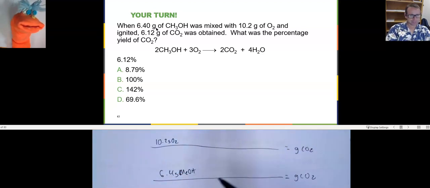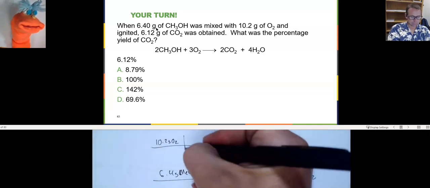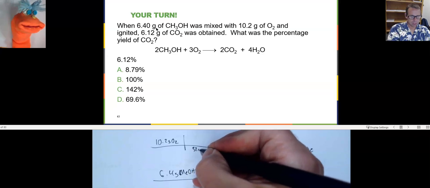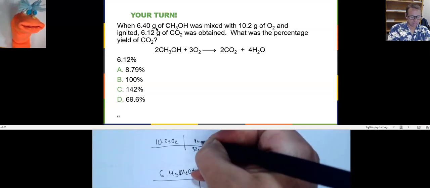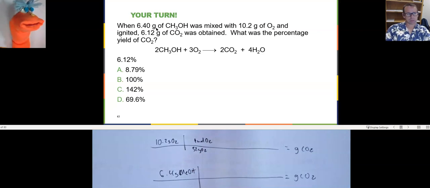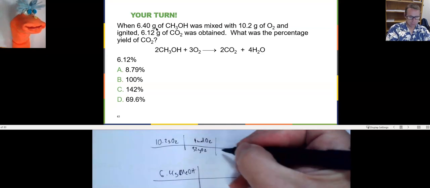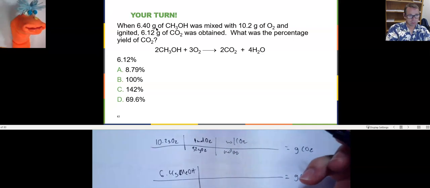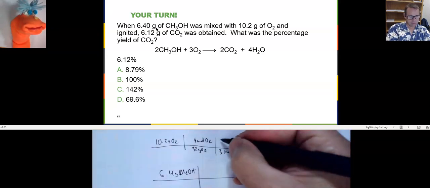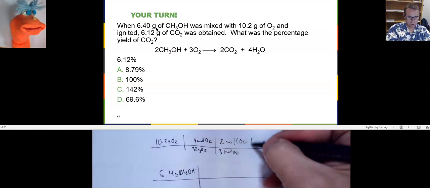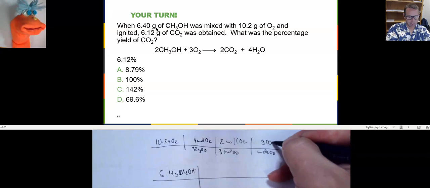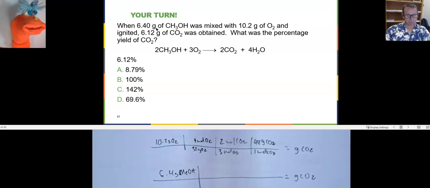So we can do the oxygen one first. For every 32 grams of oxygen, that's a mole of oxygen. Why do I want to go to moles of oxygen? You can use the power of the equation. That's right. The stoichiometry allows me then to relate moles of oxygen to moles of carbon dioxide, which is 3 moles of oxygen gas for every 2 moles of carbon dioxide produced. And then I can go from moles of carbon dioxide to grams of carbon dioxide, 44 grams for every mole.